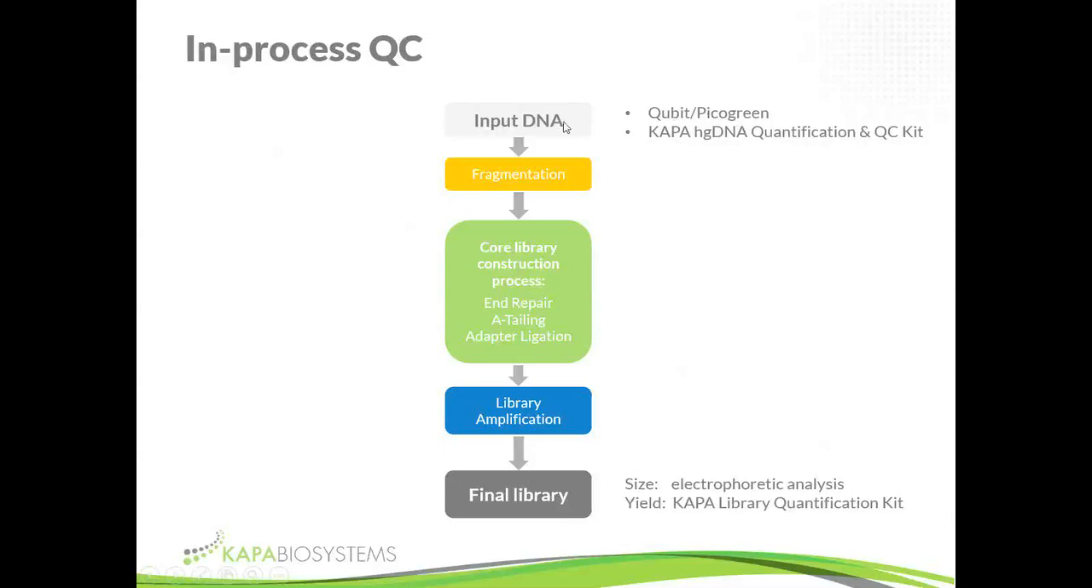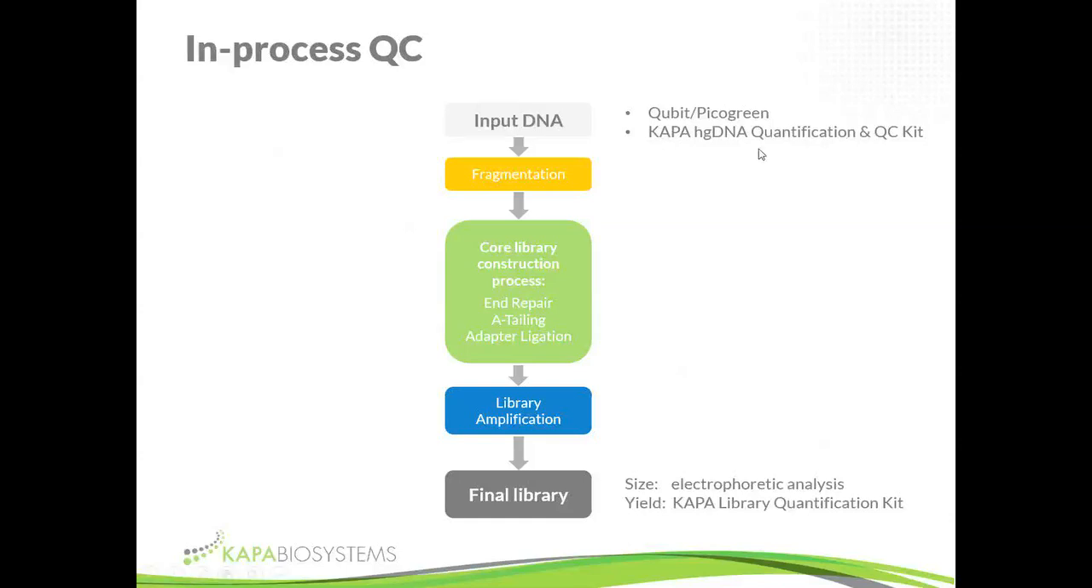For quantification, most people are using Qubit or PicoGreen, and then we have this qPCR-based kit that I referred to previously that gives you an idea of DNA quality. That's only important for samples where the quality is expected to be low or variable, like FFPE. For good quality, high molecular weight DNA isolated from blood, it's not necessary to worry about this.